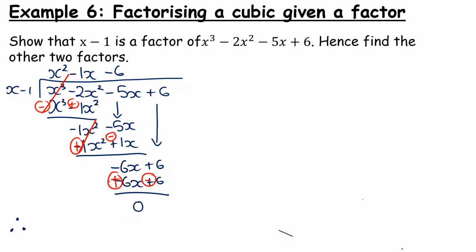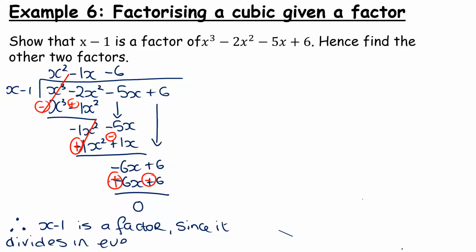which means that therefore x minus 1 is a factor, since it divides evenly. So that's the first part done. Do make sure that you state this, answer the question. It says show that x minus 1 is a factor. So it isn't enough to just go into your long division. You do want to be putting in that statement at the end.